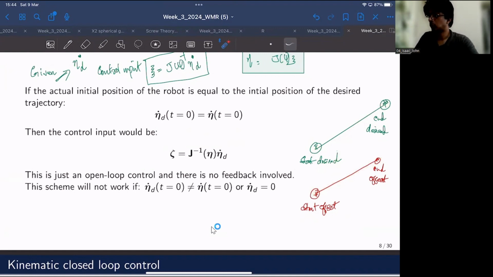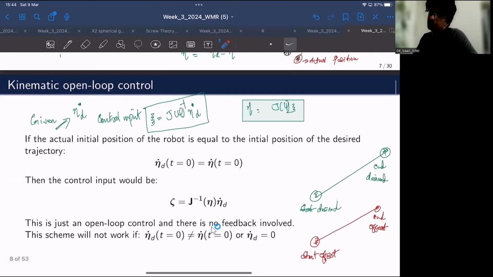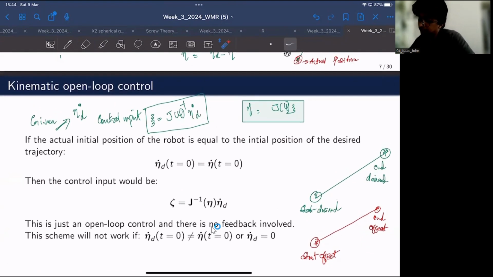So in that regard, this open loop kinematic velocity control law would only work if eta desired dot is not 0 and the initial position of the desired trajectory is equal to the initial position of the actual trajectory. And the control input would be nothing but this. This is what we have seen earlier, right? And the scheme will not work if the initial position of the desired and the initial position of the actual is not equal, or if the velocity of the desired position coordinates, with respect to the inertial frame of reference, is 0.